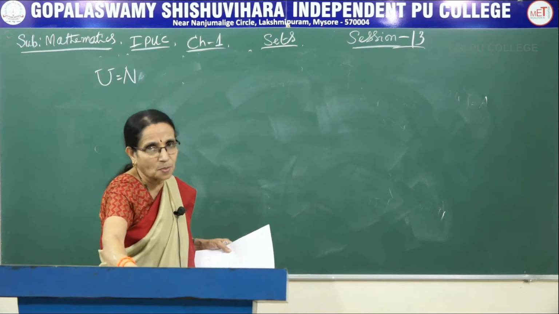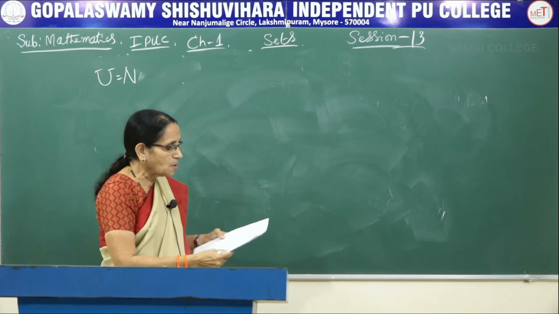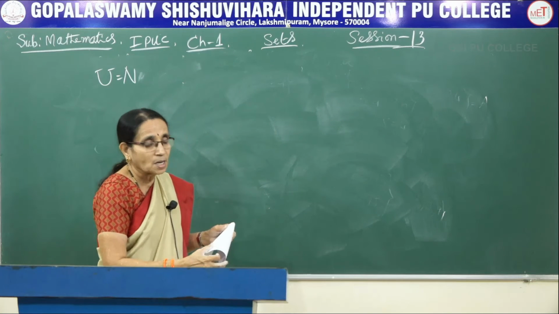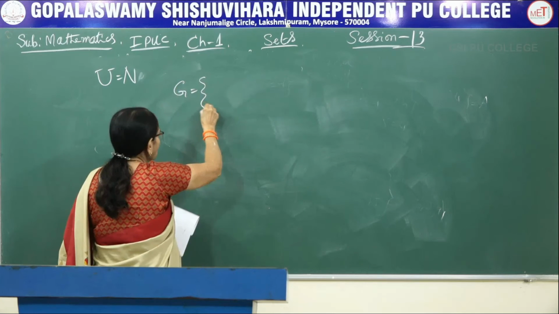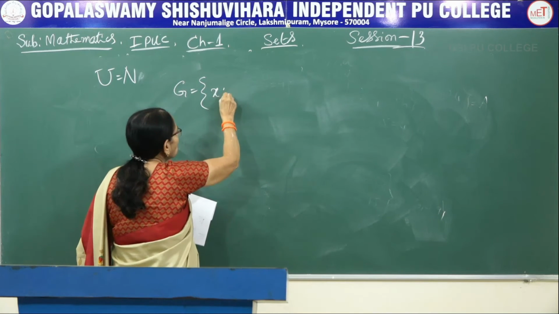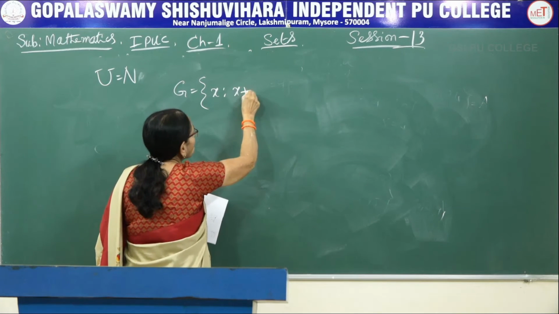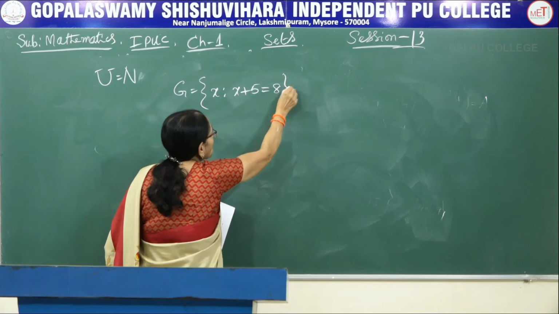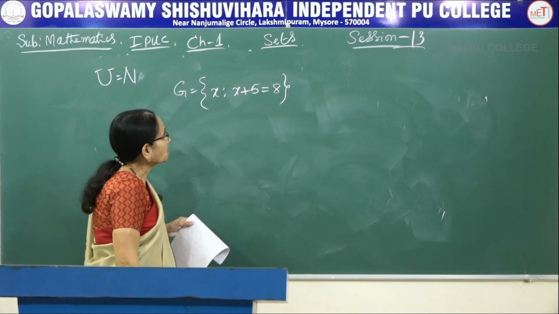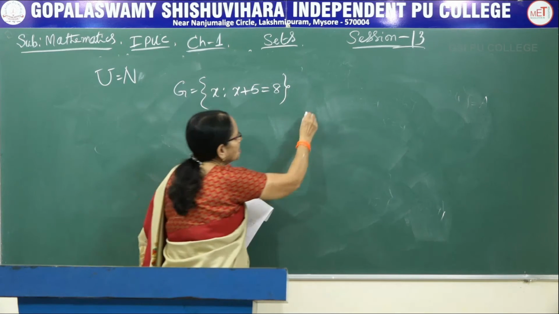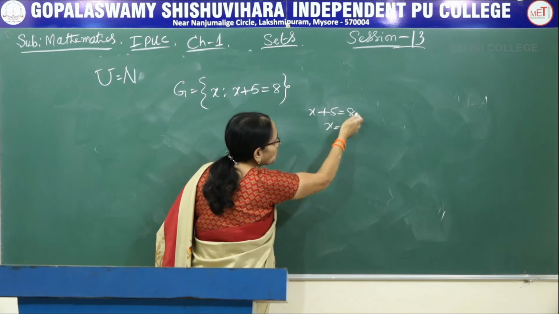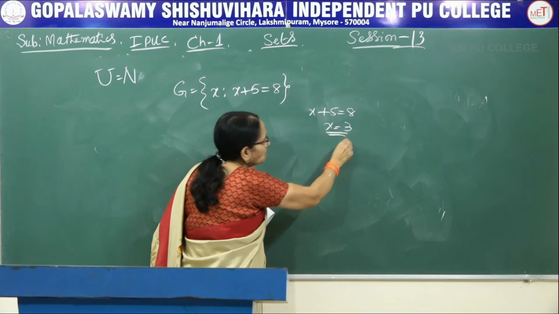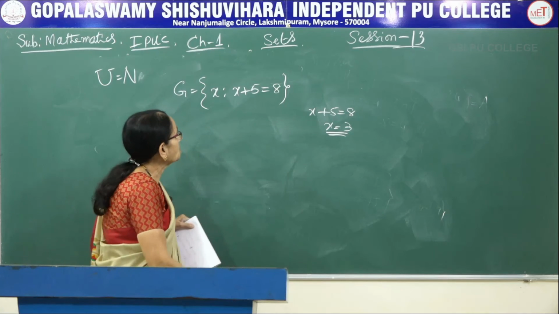According to the way it has been defined, the rule that has been given, you have to use that condition and write the complement. Now let me take another set G which contains all x such that x plus 5 equal to 8. Here x plus 5 equal to 8 means what would be x equal to? Taking 5 to the other side, which becomes minus 5, x is equal to 3.